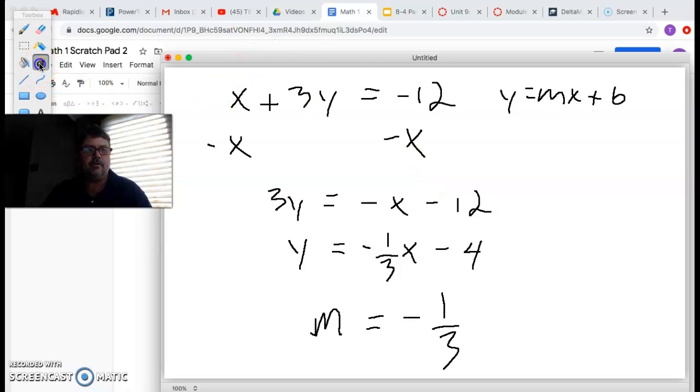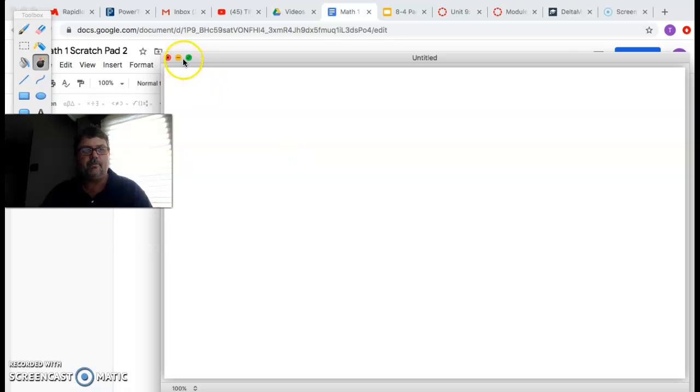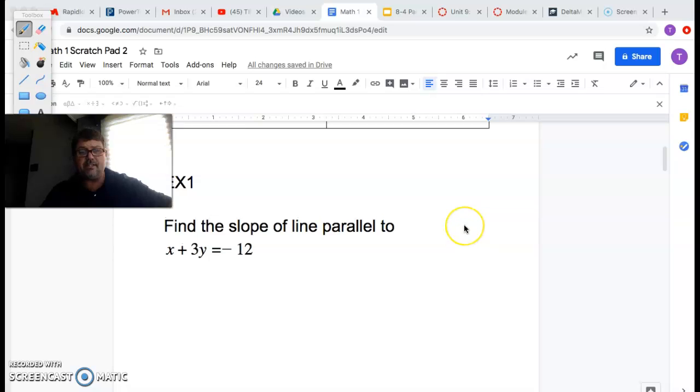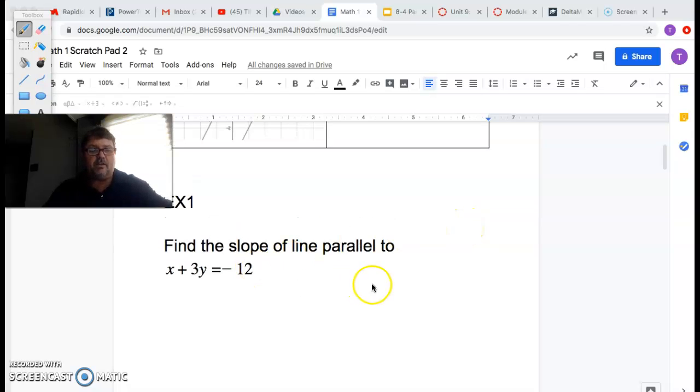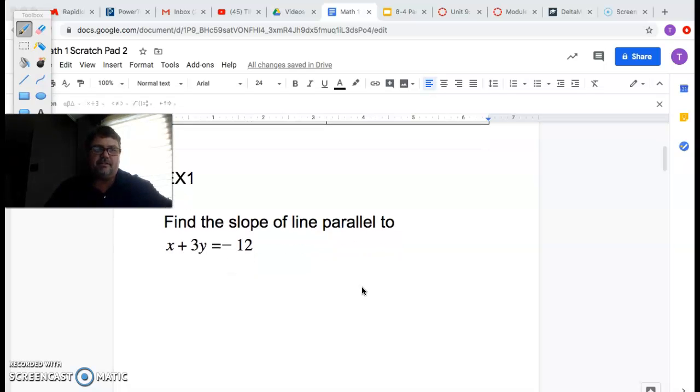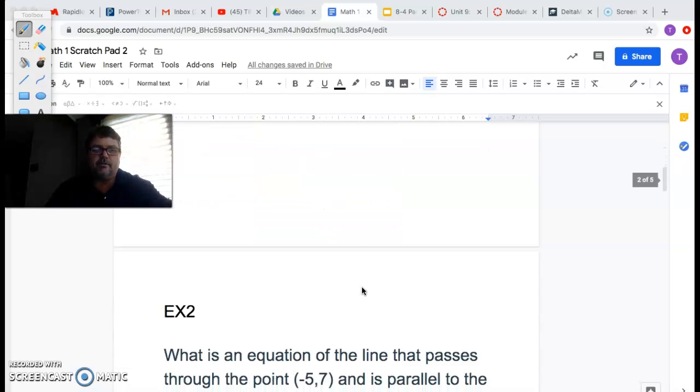So I'm going to keep this video going until we do one more example. And maybe we might have time to summarize a little bit too. Let's see. All right, so that one says, find the slope of a line parallel to this. All you do is find the slope, put it in mx plus b form, and you can identify the slope and just report it to the problem.